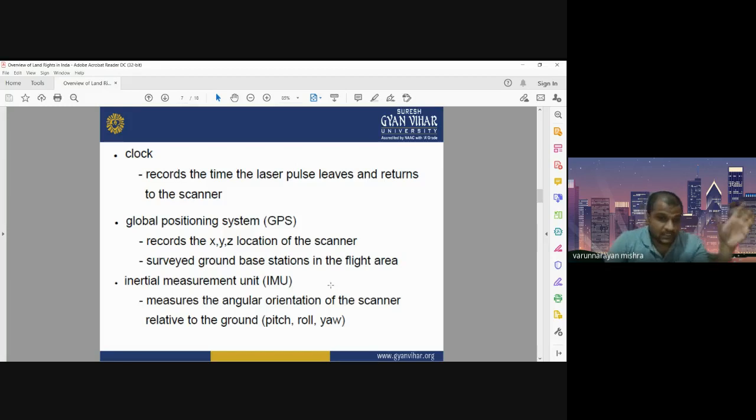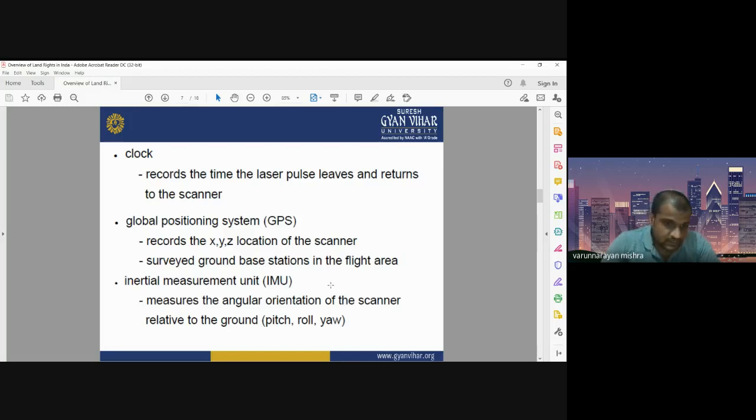Okay, so the GPS installed on the system and the GPS installed on the ground station are both in connection with each other. So we may directly communicate the information from the ground to the aircraft, from the ground to the lidar system installed on the aircraft. Okay, about GPS we will discuss in the next class what is GPS.